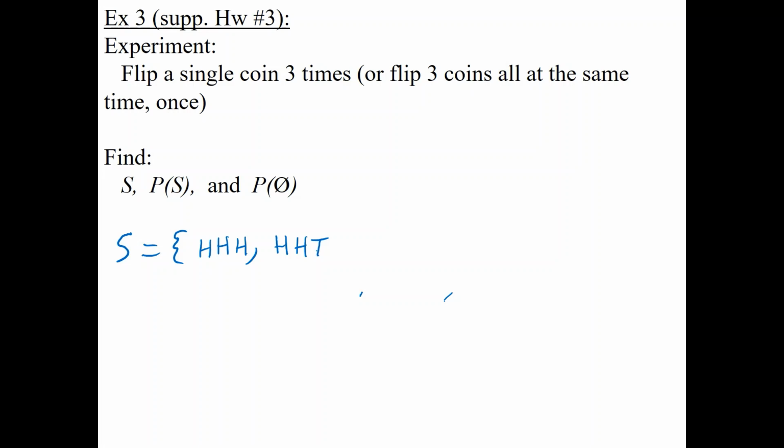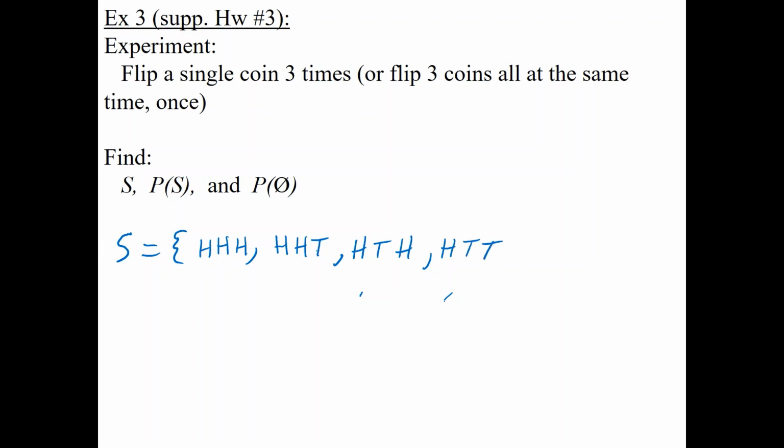For example, I know there's supposed to be 8 outcomes in this experiment, even though I know we haven't talked about it in class yet. All right, so I'm going to go ahead and write down the other ones. So, heads, tails, heads. Heads, tails, tails.